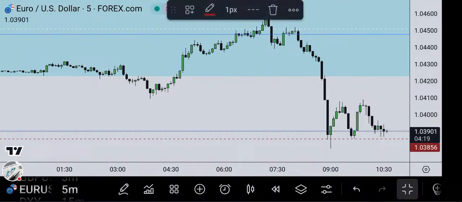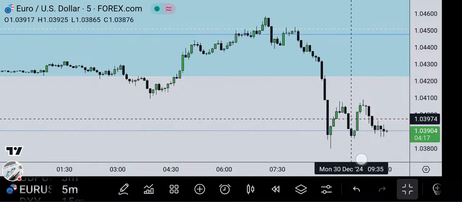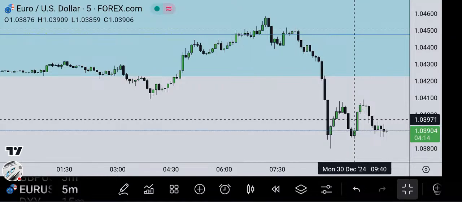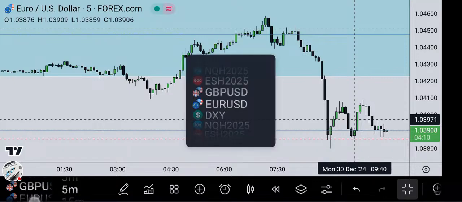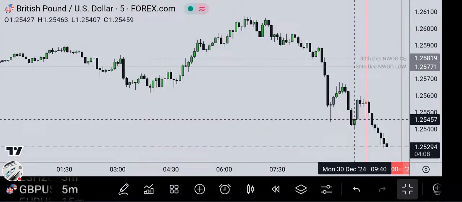Let me take this dotted line. It's looking like a double. This very low here at 1.03859 hasn't been taken out. Now, go into the British pound. Let's look at the low of 9:40. Did you see that? Can you see that?